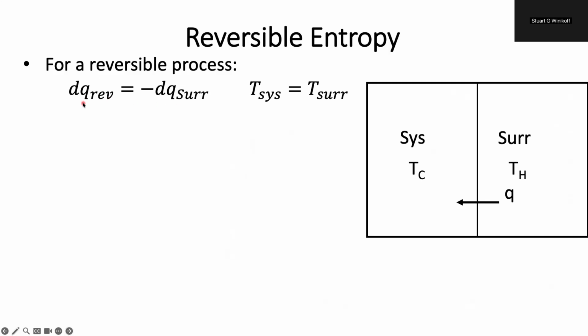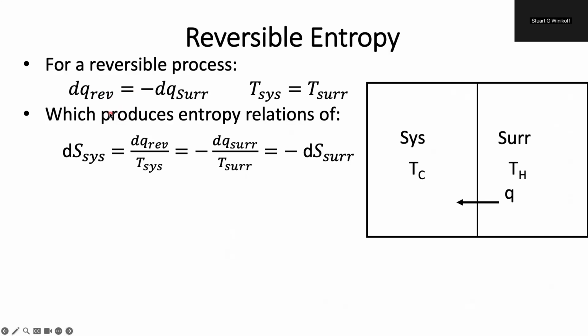Now, we can also use the definition that since this is a reversible process, the reversible heat gained by the system will be the same as the actual heat lost by the surroundings, because that is also going to be reversible heat for a reversible process. That is a very important note to take here.